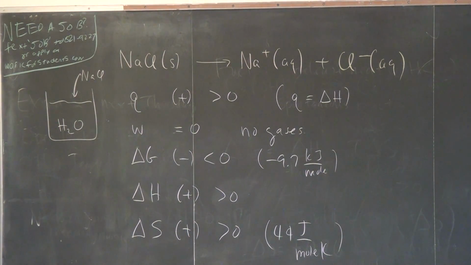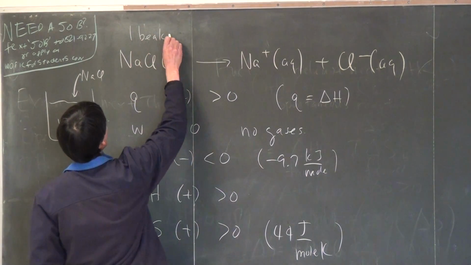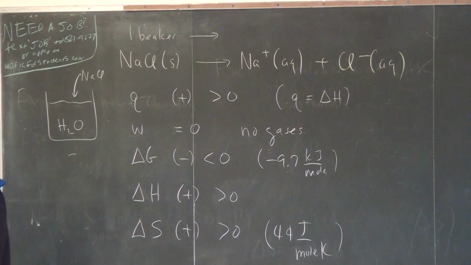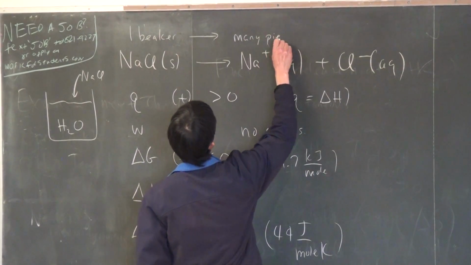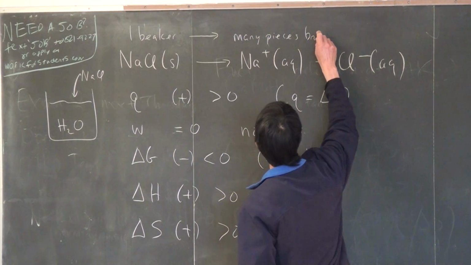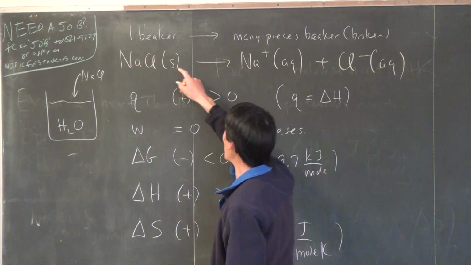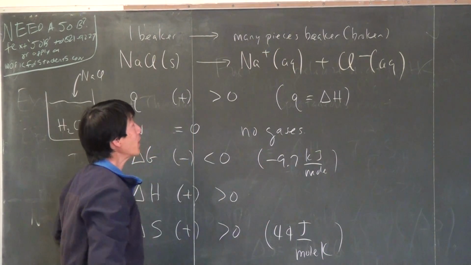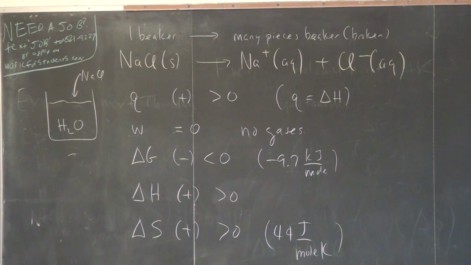Okay, so the analogy I like to use is if you take a beaker, which is 1 piece. If you have 1 beaker and it accidentally slips out of your hand and drops on the floor, what happens to the beaker? It breaks. So now you have many pieces of a broken beaker. Note that you're going from 1 to many, so this has a lot more disorder than that beaker before it was broken.